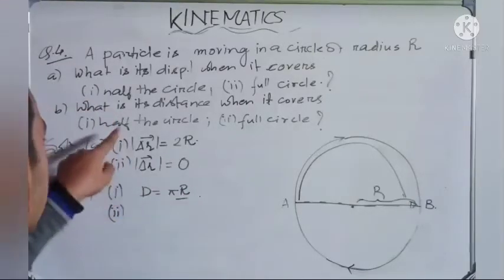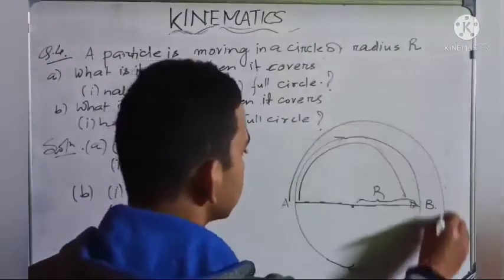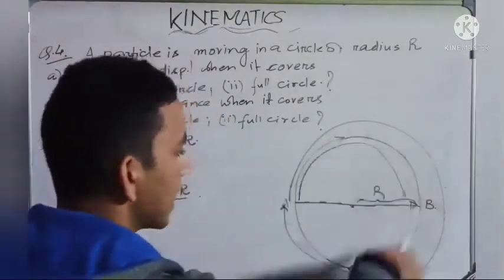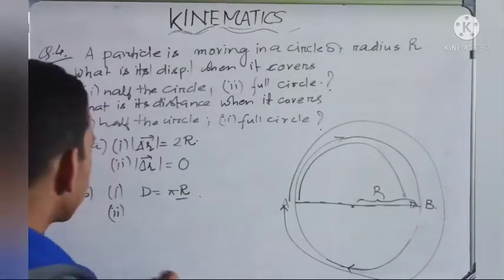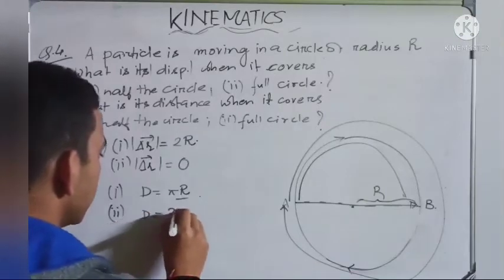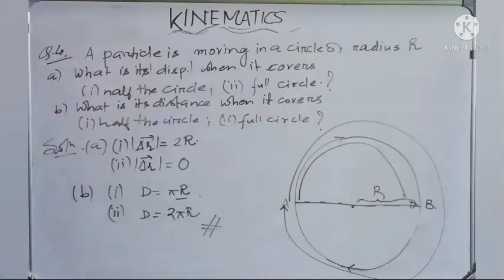Now in the second case, when it covers the full circle, that means it moves from position A and reaches position A by covering this actual path length, and we all know this is 2 times pi times r. Therefore D is going to be 2 pi r. This is going to be the solution of this question.